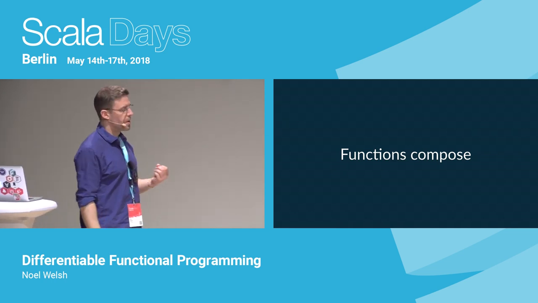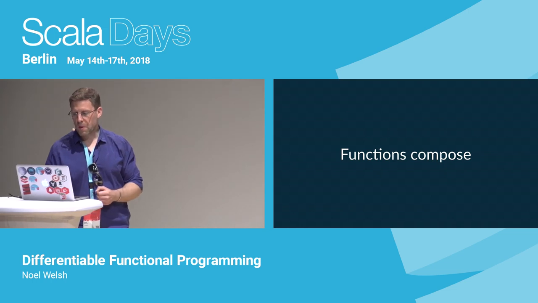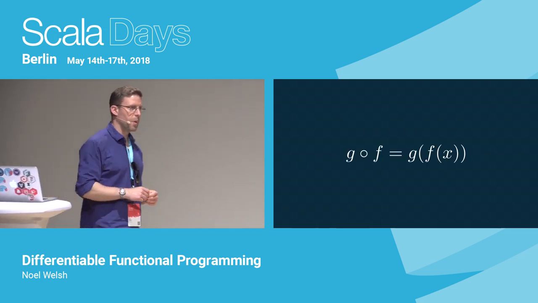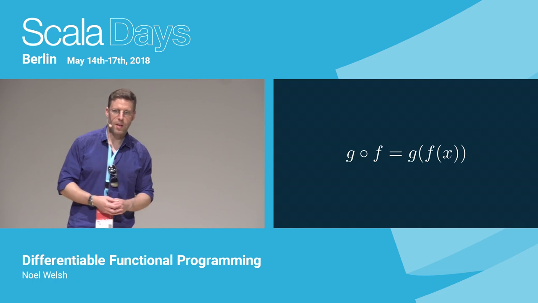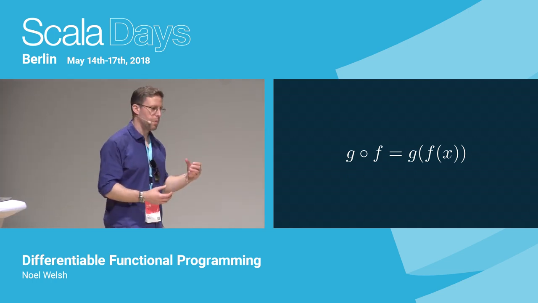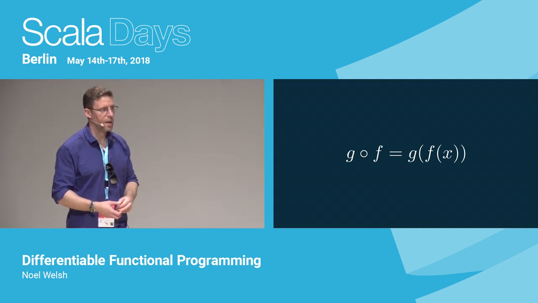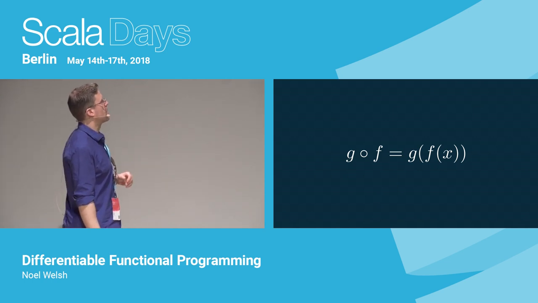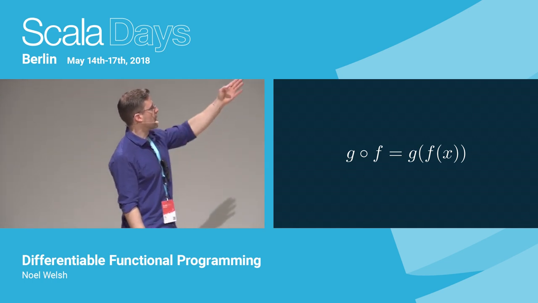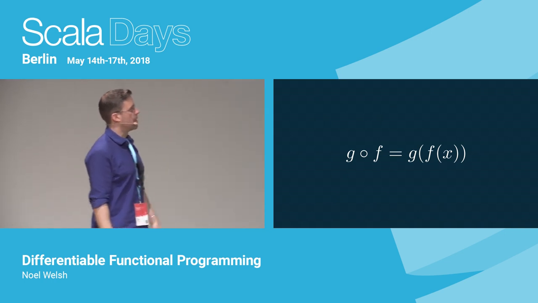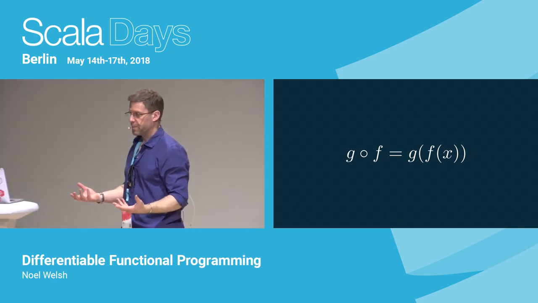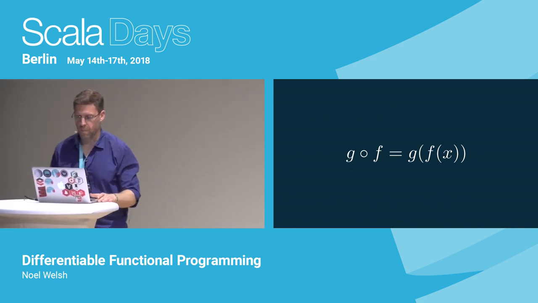So functions compose. Let's start with functions, to get familiar. What do we mean by function composition? Well, we've already seen it in building up the deep learning models. Function composition is just applying a function to the output of another function. And we can write it, if we want fancy mathematical symbols, as this kind of circle, or we can think of it as g being applied to the output of f. So it's something that we do all the time.